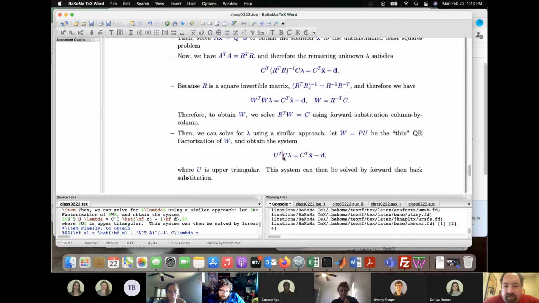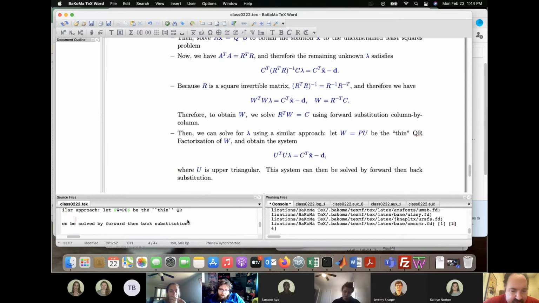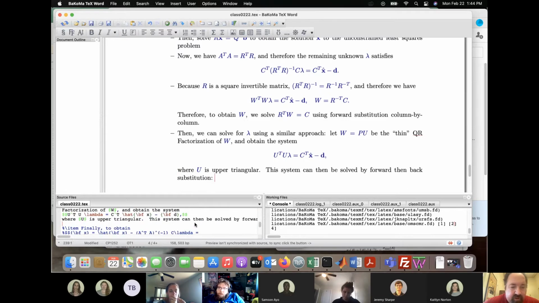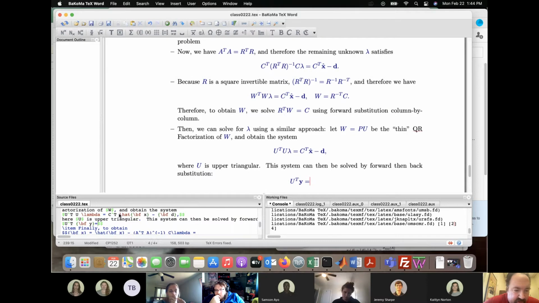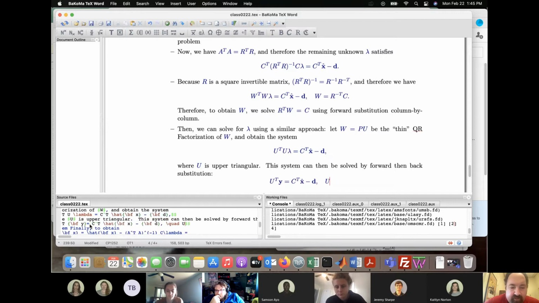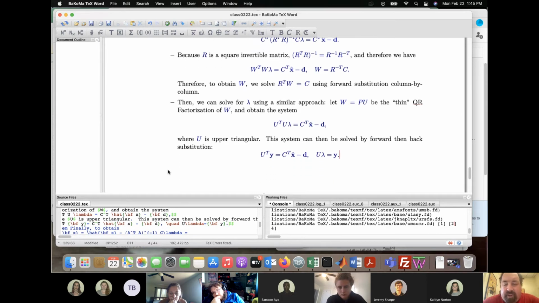So I can use forward and back substitution. So I solve U transpose Y is equal to the right-hand side, C transpose X hat minus D. And then I solve U lambda is Y. So it's kind of like with LU factorization, it's the same idea that I call this Y, solve this system for it, and then U lambda equals Y. So now I have lambda.